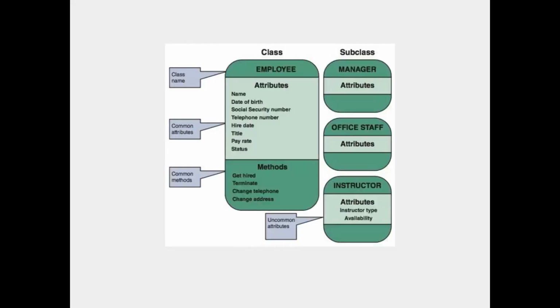Another example: we have employee. Under the employee, we have manager, office staff, and instructor. Again, you can have common attributes, and you have common methods as well.